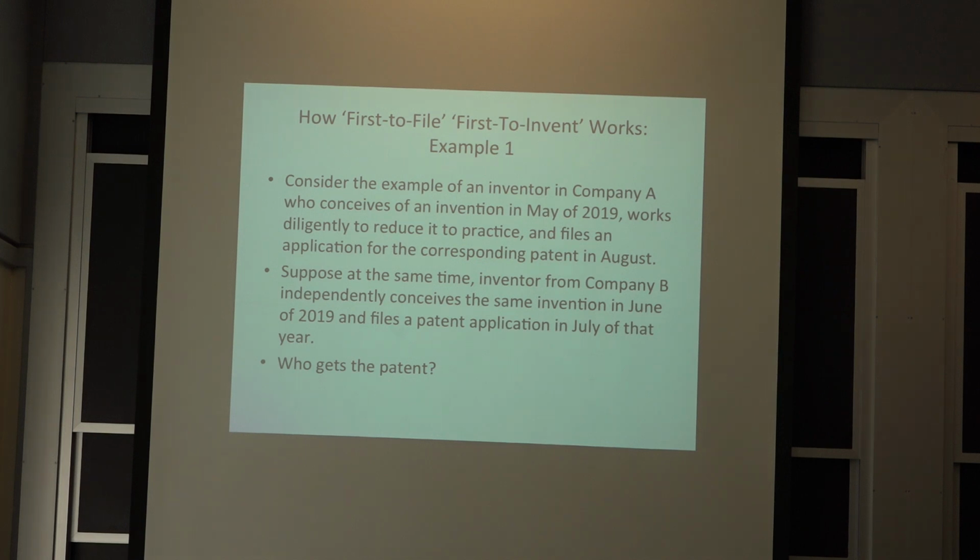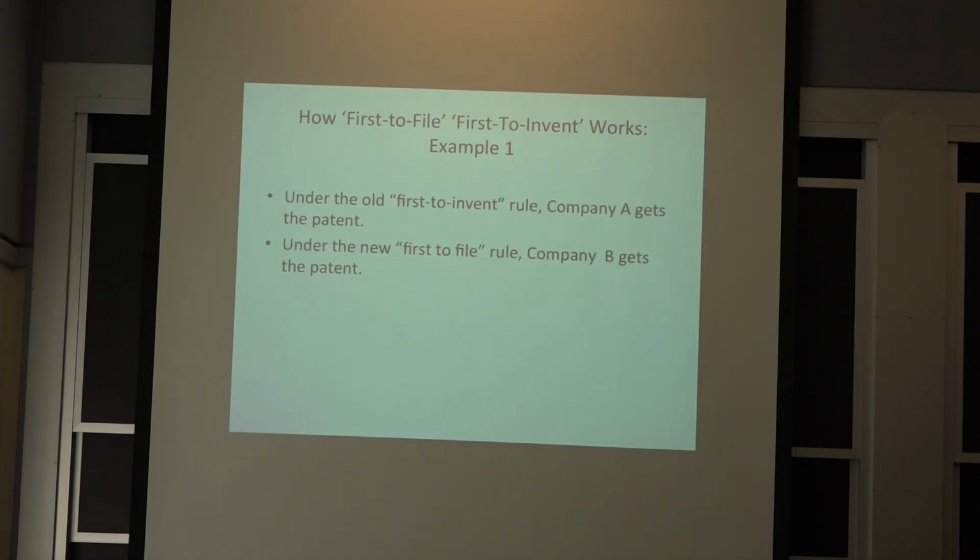Who gets the patent? Assuming we're a first-to-file jurisdiction, who gets the patent? Come on. Yeah. B. Yes, B. You were going to say B. That's right, provided, okay? In a first-to-invent country, A gets the patent. In a first-to-file, B gets the patent.